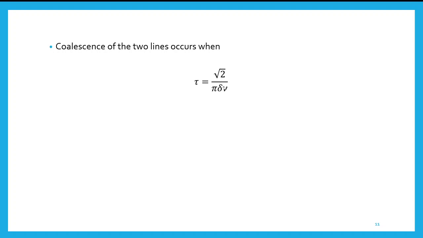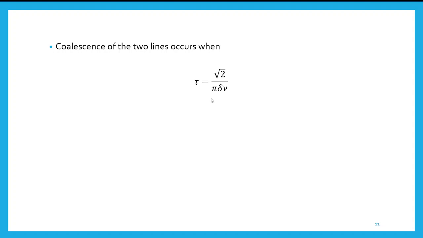This is in hertz. So if you have values in ppm, you have to convert them into hertz, and you use the chemical shift equation to do that. So remember, this delta nu is in hertz. And so then you get the time it takes for the two peaks to coalesce.